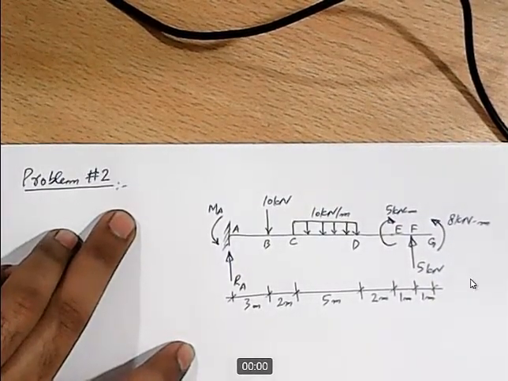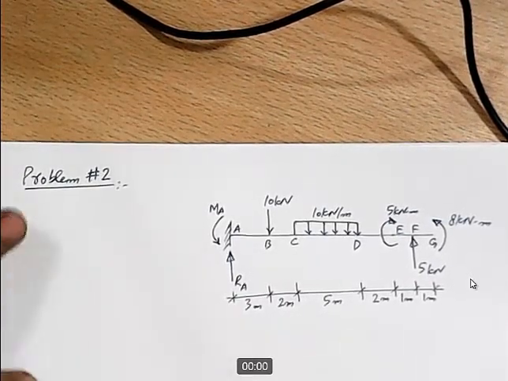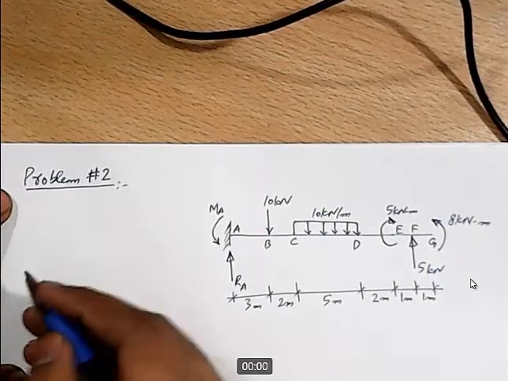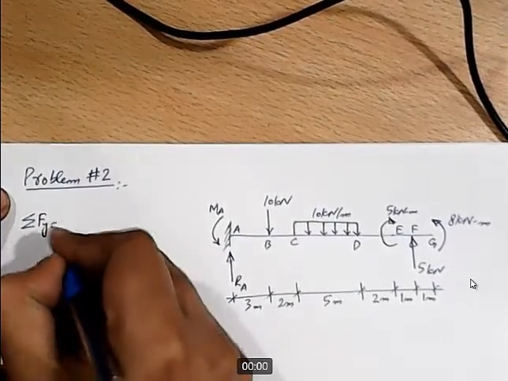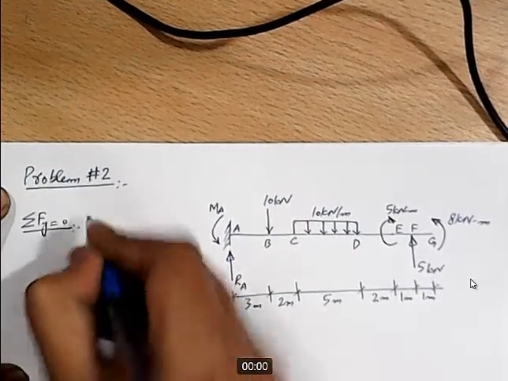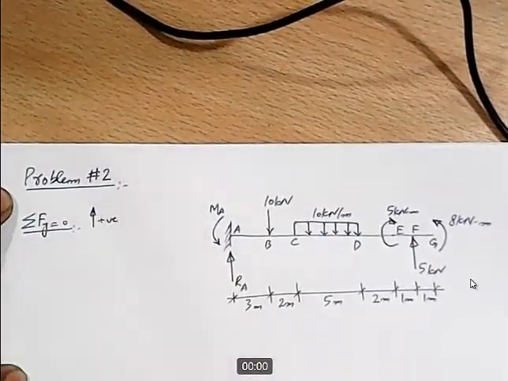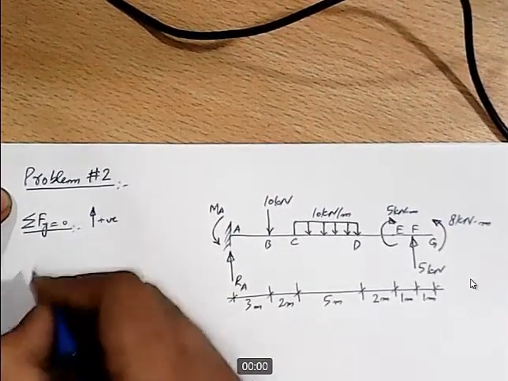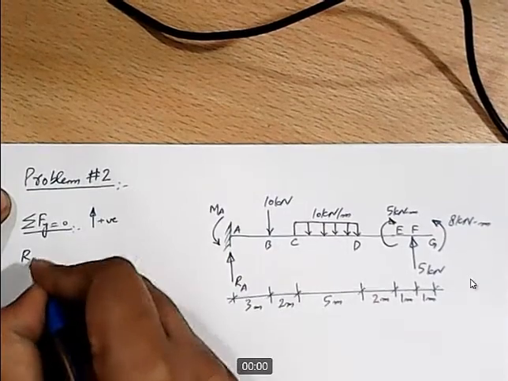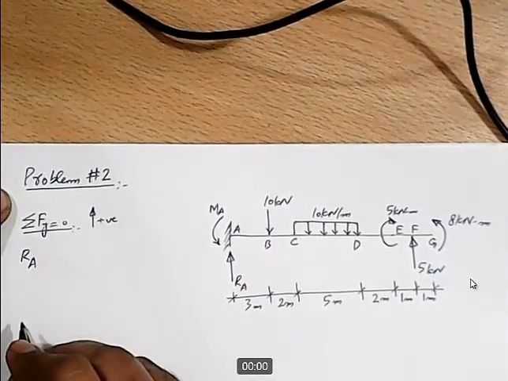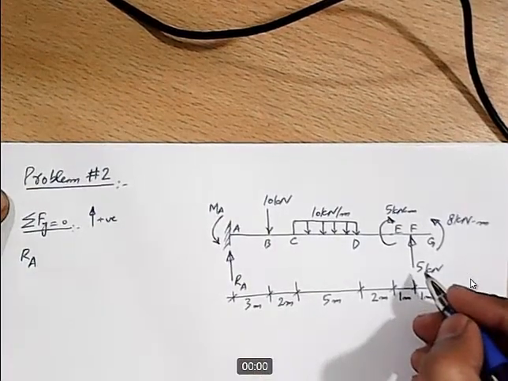Okay, so let's calculate the reactions first. We will apply sigma Fy equal to 0, and we'll take upward forces as positive. What are the forces acting in upward direction? We have RA acting in upward direction, then we have 5 kilonewton force, another force acting in upward direction.